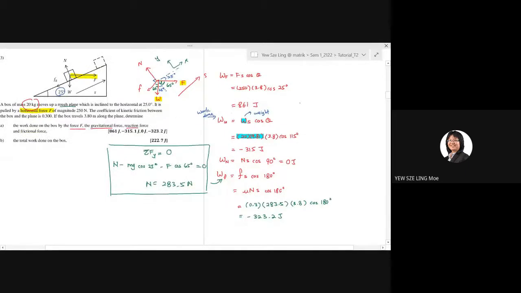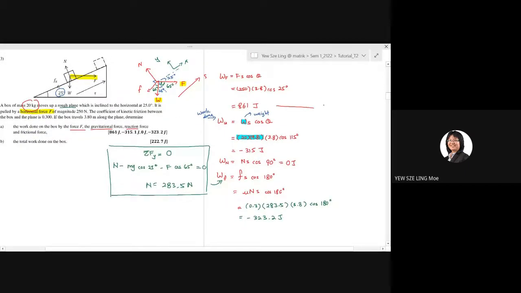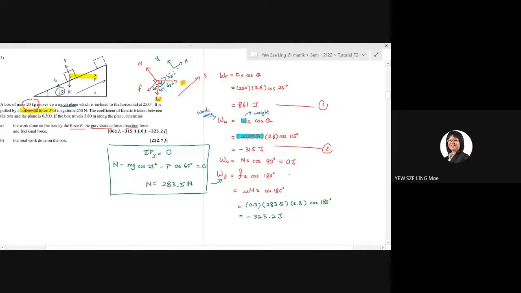So you add up this first value, this is the second value, and then this is the third value, and then this is the fourth value. You add them up, you're going to get the answer for question B.